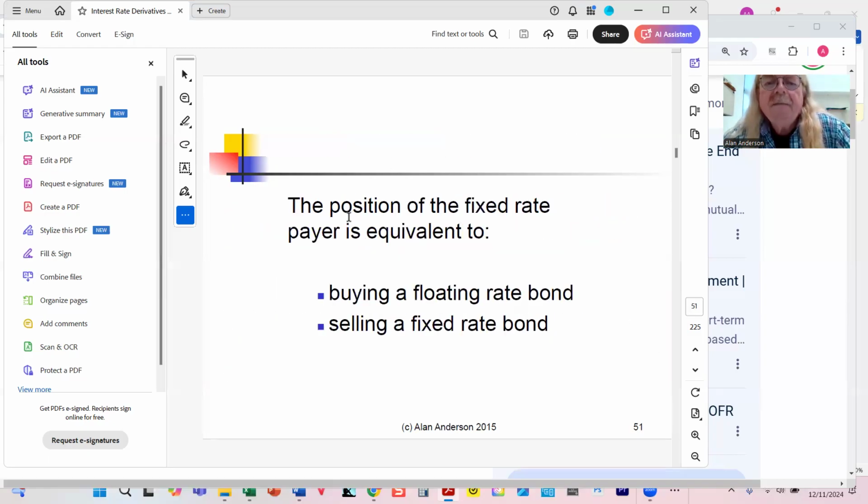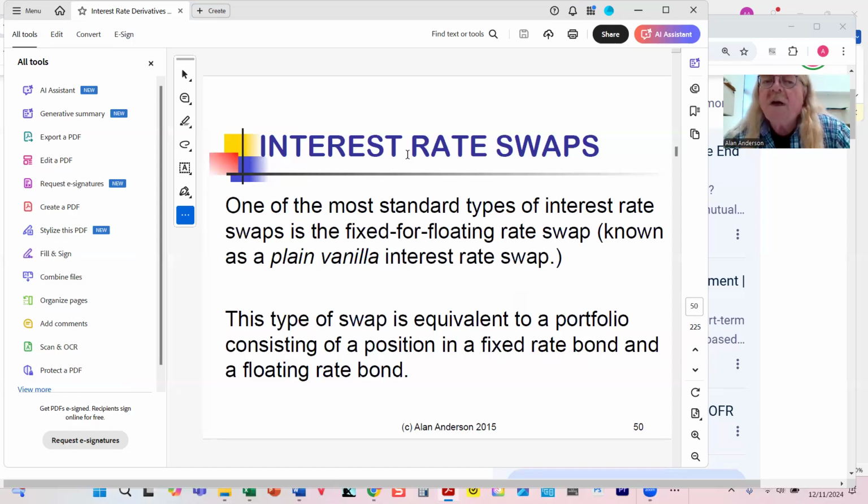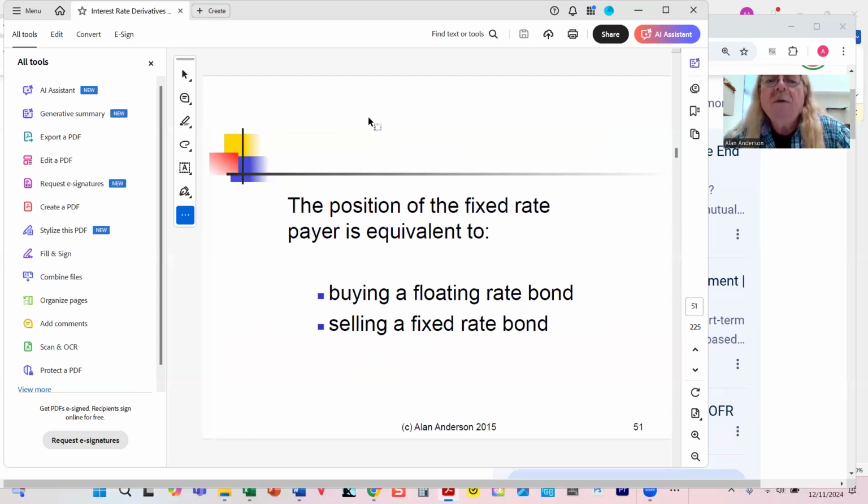So when you enter into an interest rate swap, either you are paying the fixed rate and receiving the floating rate, or the other way around. And so if you are the fixed rate payer, you're paying fixed, receiving floating, that means you expect rates to go up. You're hoping they'll go up because that way you'll make a profit. So this position is equivalent to buying a floating rate bond and selling a fixed rate bond.